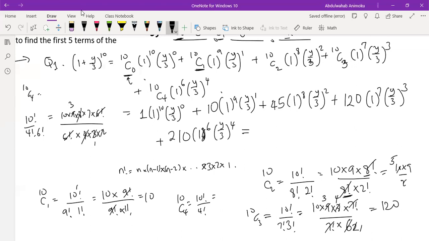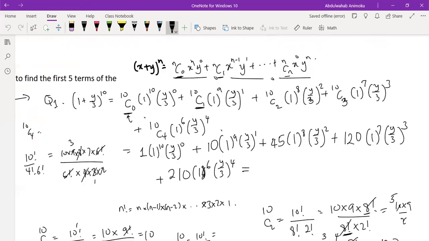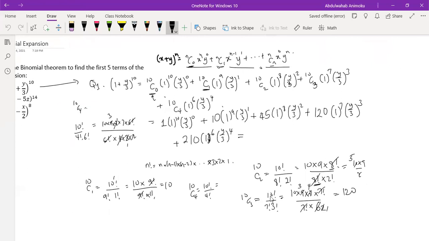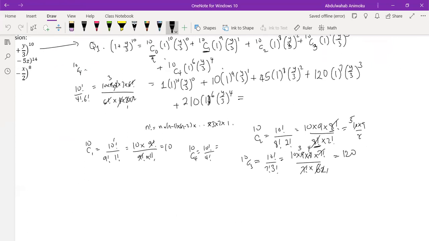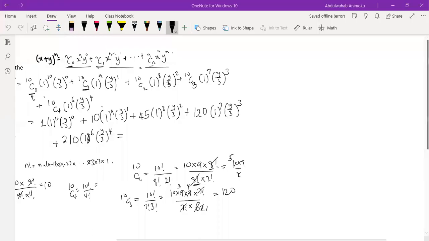Now we can simplify all of this into what? Okay, let's see. We can do it. Let's shift a little bit to see if we can do this. Which gives us the first term will be 1 times 1 raised to the power 10, y raised to the power 0, so this is just 1, plus. Now we have 10, 1 raised to the power 9 is 1, y over 3, so that will give us 10y over 3, that's the next term.